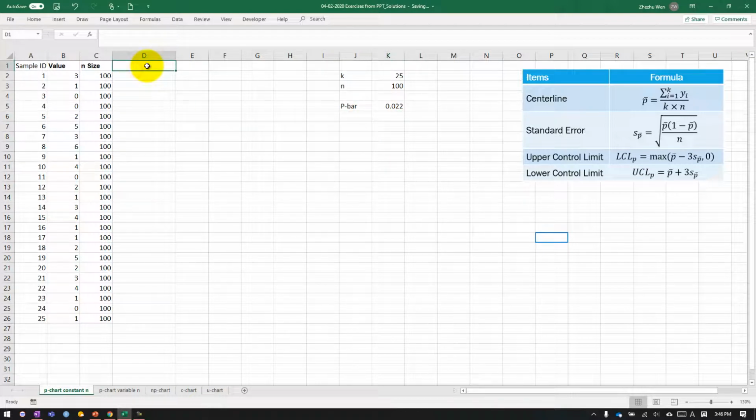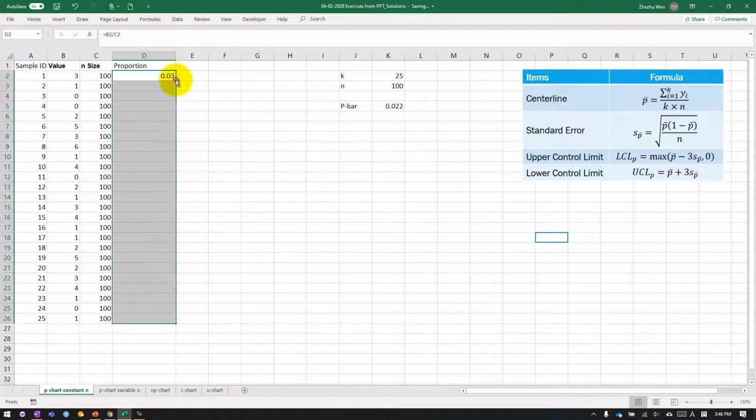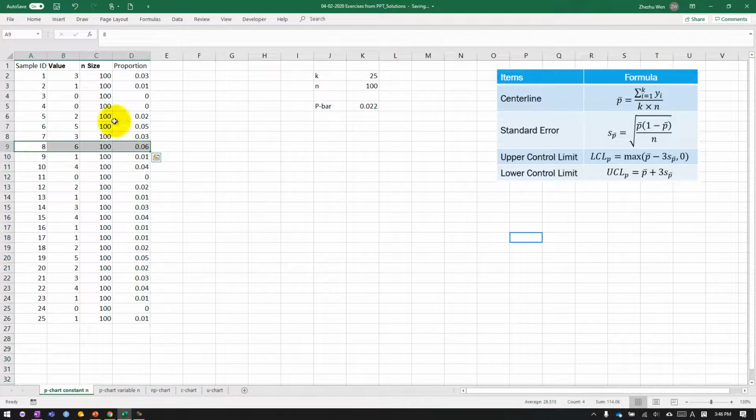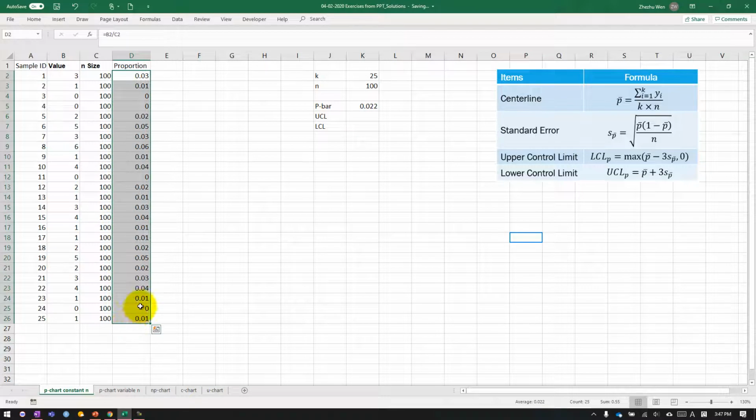So let's calculate proportion defects for each sample. So it's going to be number of defects divided by the sample size. So this is the per sample defect rates, defect proportion. We are identifying the appropriate upper control limit and lower control limit in order to determine whether these sample proportions are indicating any underlying process out of control.